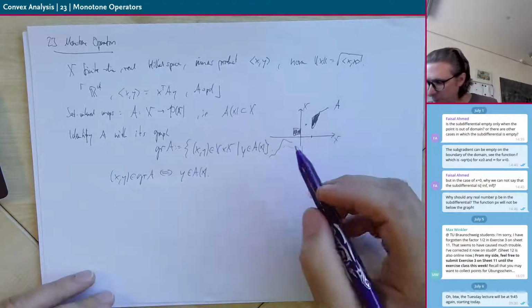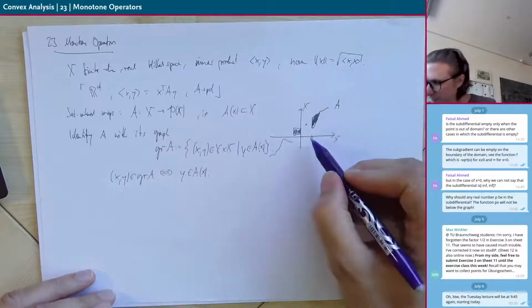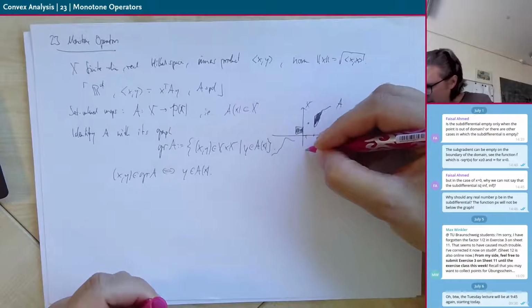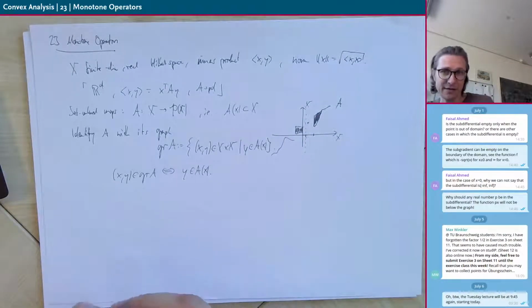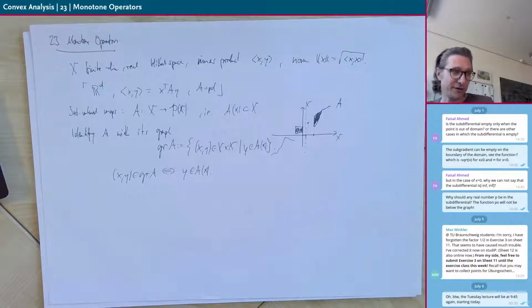One thing I forgot is, of course, nobody forbids that A of x may be the empty set. So for example, for an x which lies here, this intersection, this line, is empty, so at this point A of x will be the empty set. That's also allowed, which we also know for the subdifferential actually, right?